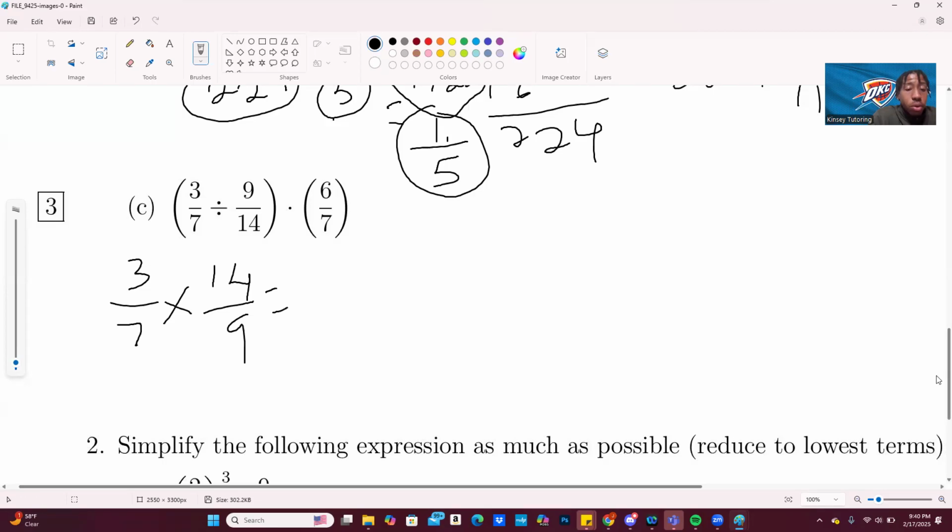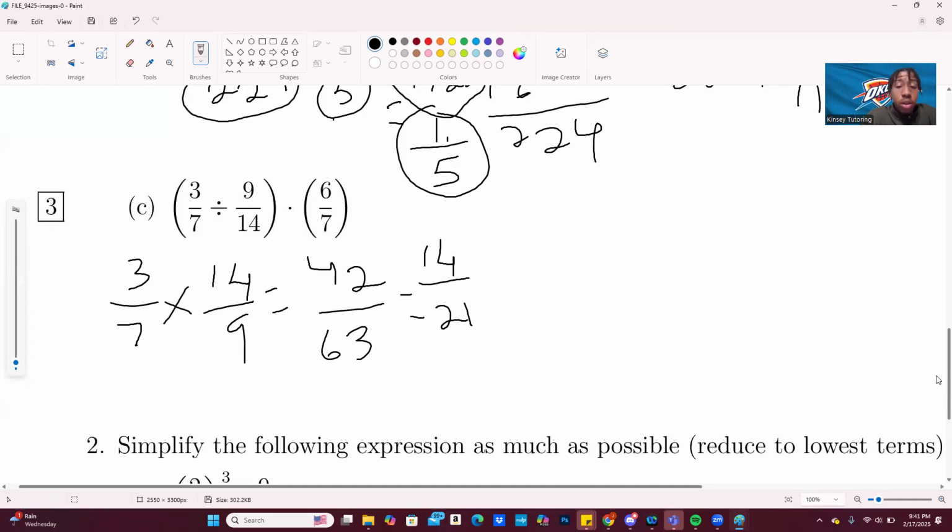14 times 3, 42, over 7 times 9, 63. Okay, and actually, let's reduce this early so then it's easier for us to multiply it by the 6 over 7. So 42 and 63, they both go into 3, right? So 14, and so we have 14 over 21, right?